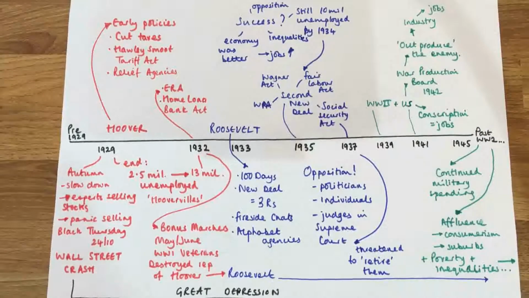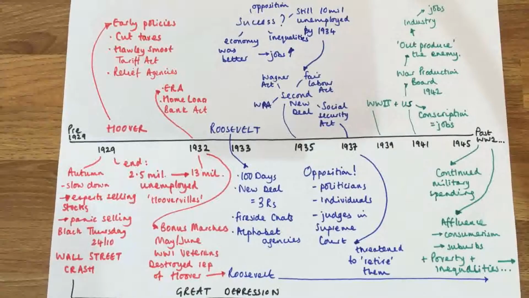And perhaps most importantly, the Social Security Act. This was the first time in American history that the government had accepted the basic responsibility for the basic living standards of all its citizens. So, this all sounds really good on paper. However, there were plenty of people that opposed it.